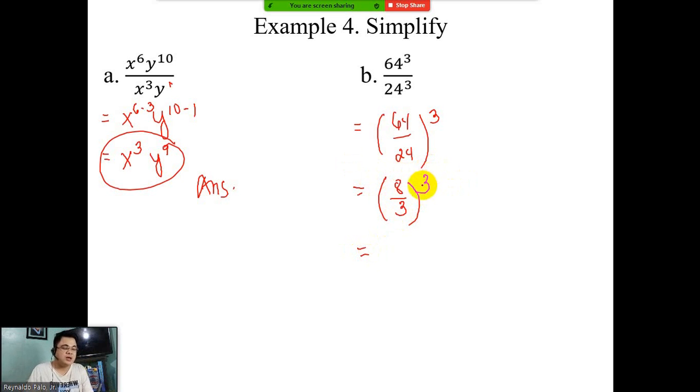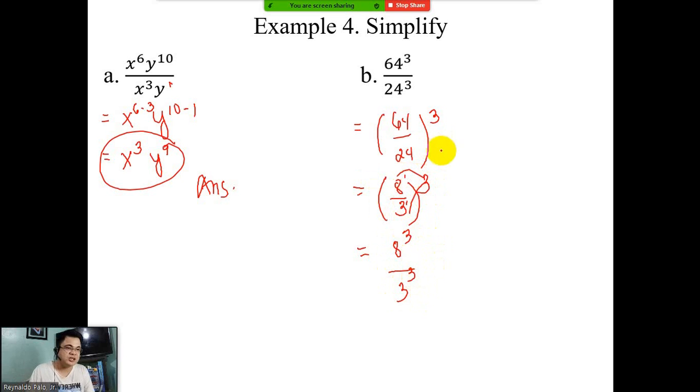Then let's apply the quotient law again by distributing the exponent outside. So this will become 8 cubed over 3 cubed. So take note of the exponent of 1. That's why when we distributed, we need to multiply 3 times 1, 3 times 1. Then the answer is 8 cubed over 3 cubed.